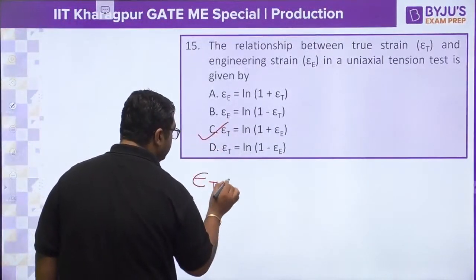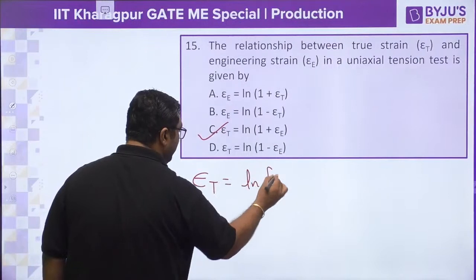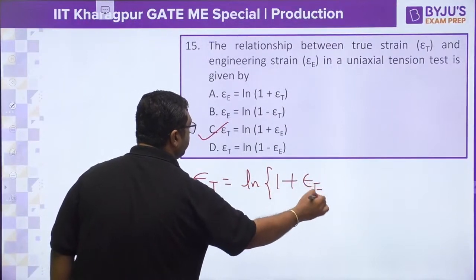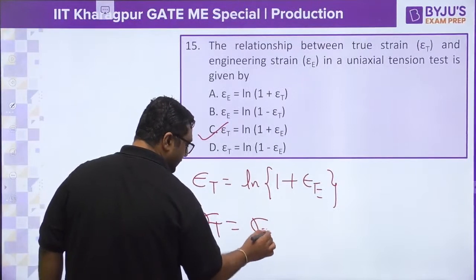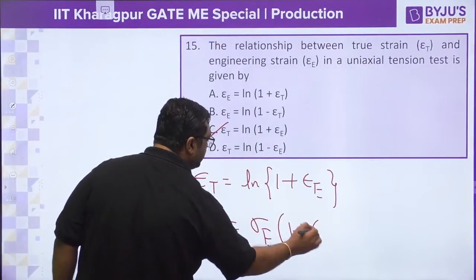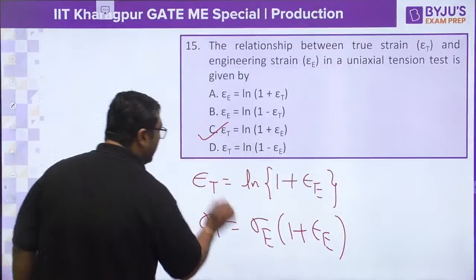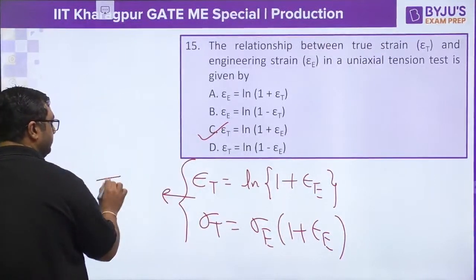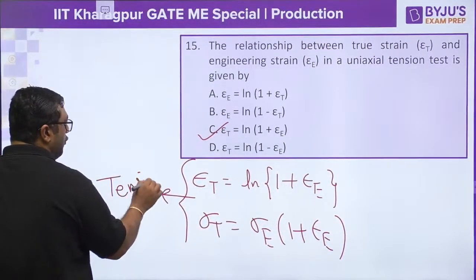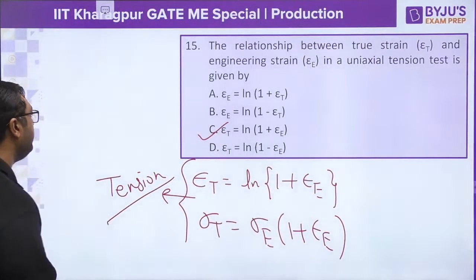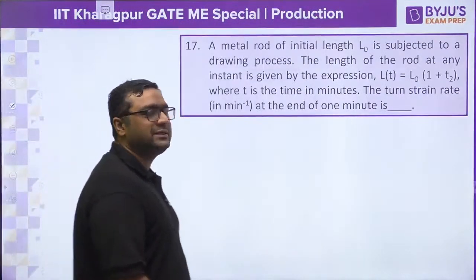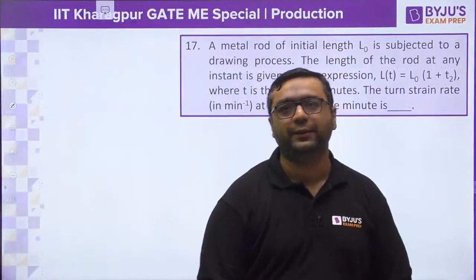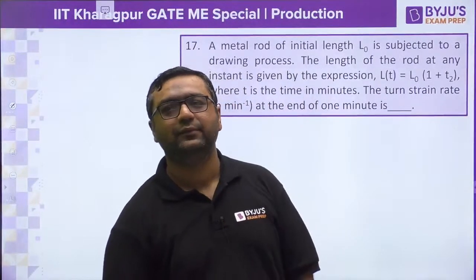True strain is ln of 1 plus engineering strain, and true stress is engineering stress into 1 plus engineering strain. These are the relations under tension. For compression, a minus sign will come in between. Yes, once again from metal forming.